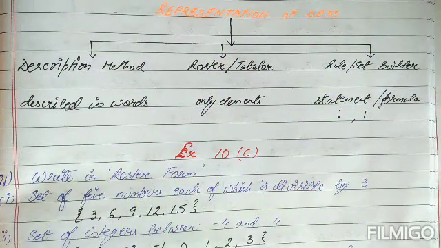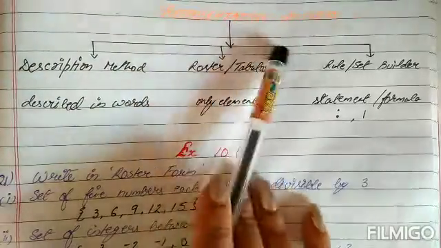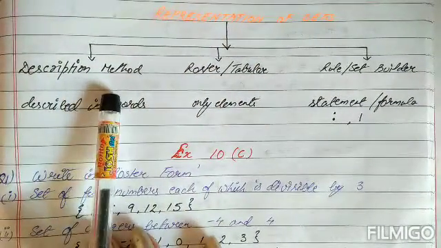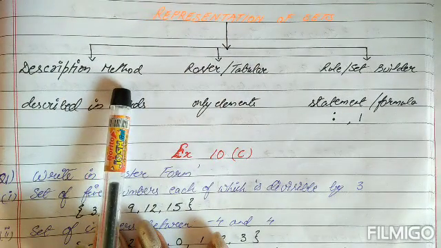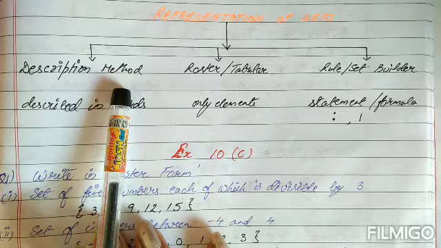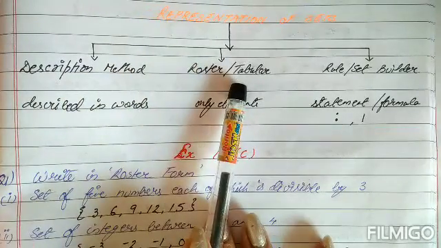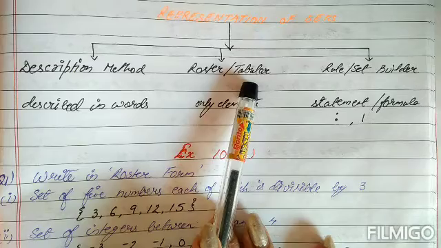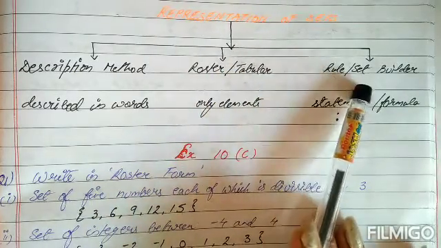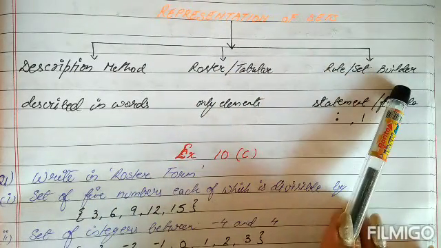So let's begin today's class, children, with the representation of the sets. Now, in order to represent the set, children, there are three methods that can be taken into account. That is the description method, roster, which is also called the tabular method, rule method, or it is also known as the set builder method.